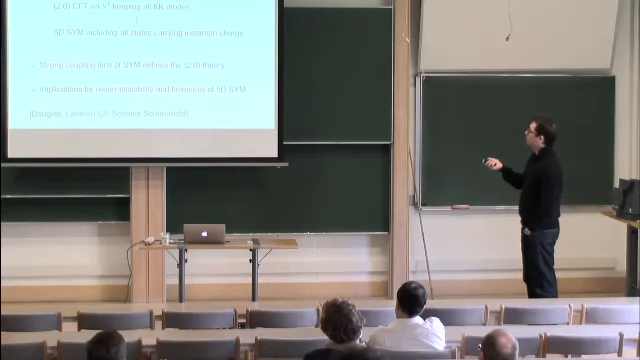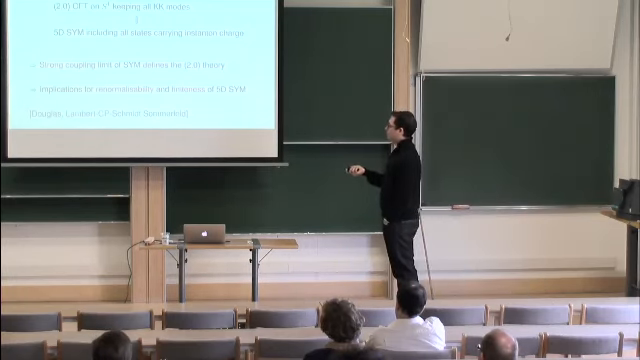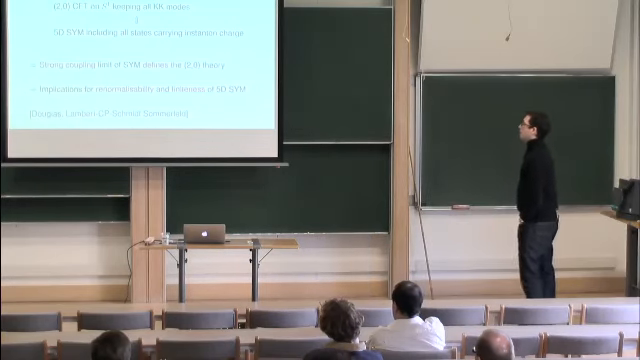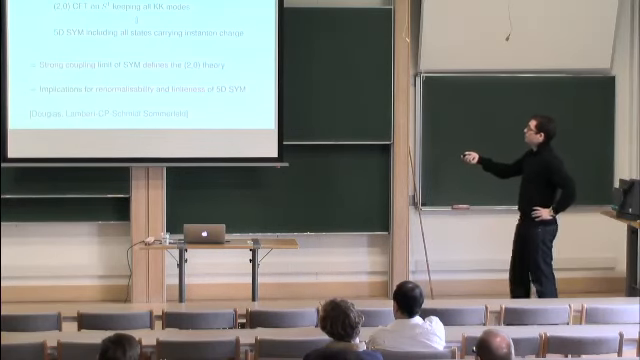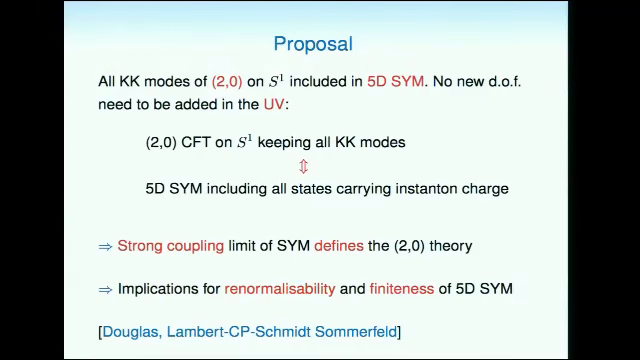And this is the proposal that we had last year with Neil and Maximilian, and this is a proposal that was also put simultaneously out by Mike Douglas. And what the proposal says is that all KK modes of the 2,0 theory on S1 are in fact included in 5D Yang-Mills. There should be no new degrees of freedom needed to be added in the UV of 5D Yang-Mills, and in that sense 5D Yang-Mills is a UV complete theory.